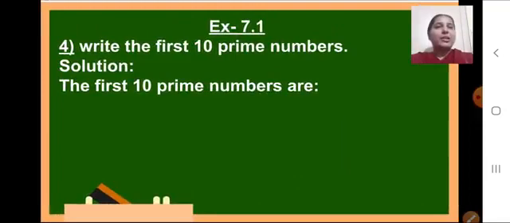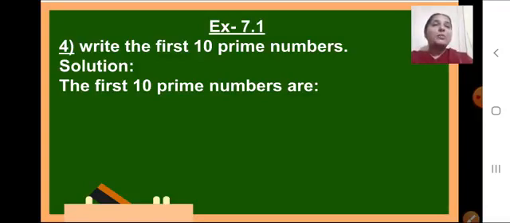So children, last class we were doing exercise 7.1. We will continue that exercise. So question number 4 is write the first 10 prime numbers. So what is a prime number, children? Yes. A prime number is a number which has only two factors, that is 1 and itself. It cannot be divided exactly by any other number other than 1 and itself. If you remember the examples, like 2, 3, 5, 7, isn't it?